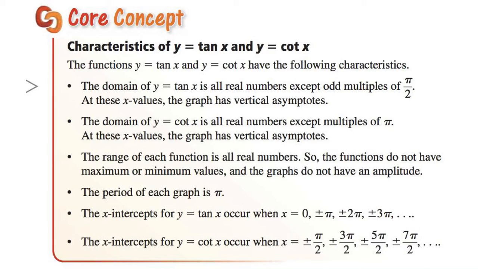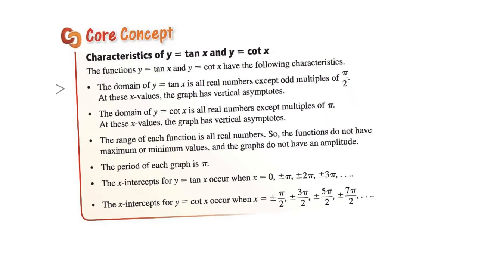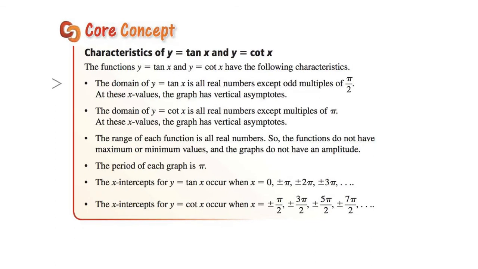So we have characteristics of our tangent and cotangent. Our tangent and cotangent pieces have similar characteristics because they are the reciprocals of each other. So what we look at is that the domain of tangent is all real numbers except for every pi over 2, because the asymptotes are at every pi over 2 for tangent.